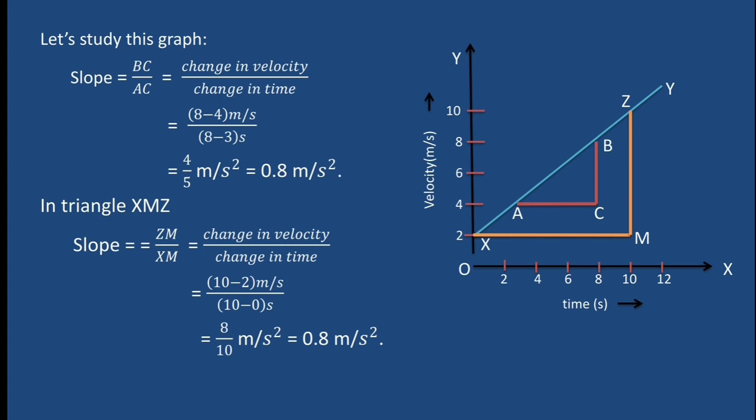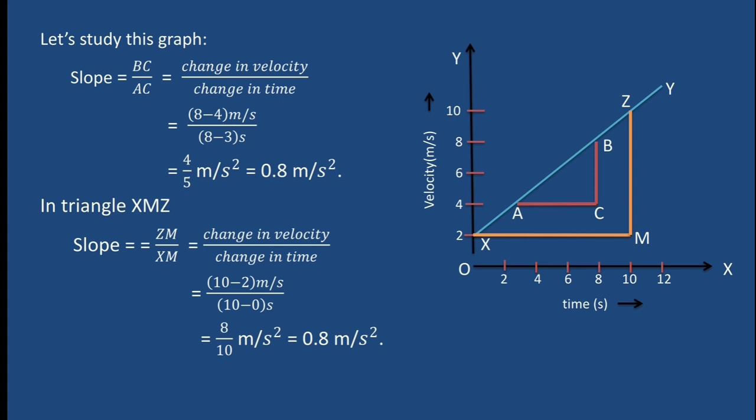So we have change in velocity 10 minus 2 meter per second, and change in time is 10 minus 0. Again we get 8 upon 10 meter per second square, which is equal to 0.8 meter per second square. So by seeing these two situations, we conclude that whenever we take 2 points on the graph, we get the same acceleration. So we can say that the object has a constant acceleration, or the object is moving with constant acceleration.